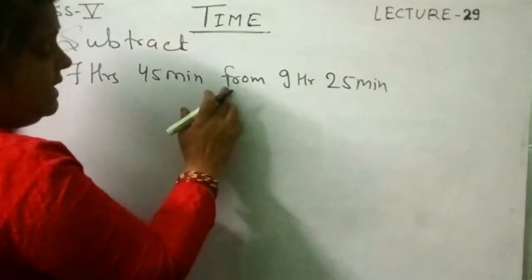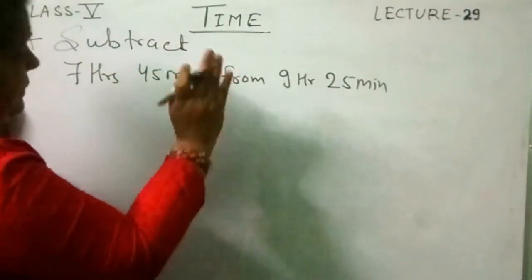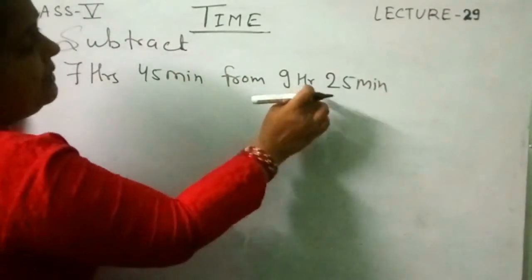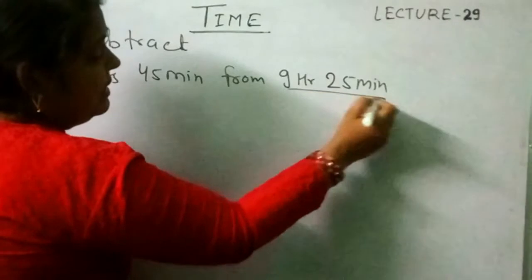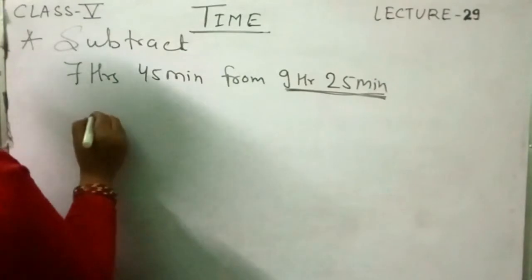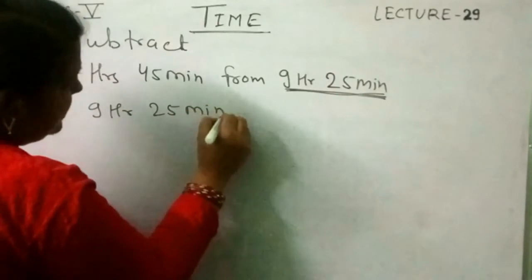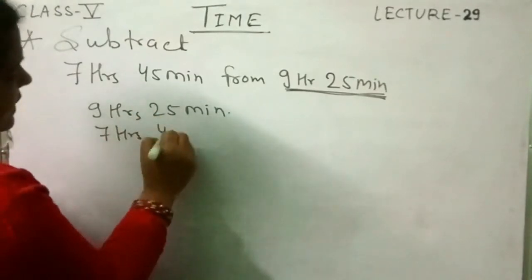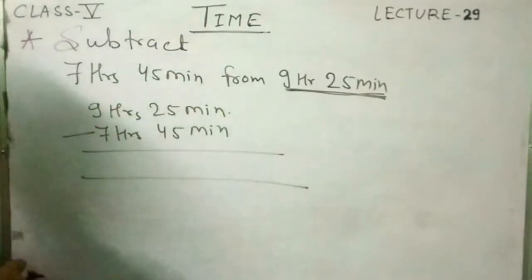Okay. So what is written after the from? First you write that number, here 7 hours 45 minutes. From 9 hours 25 minutes you have to subtract this number. So after the from, what is written you have to write on the top. So what you have to write here? 9 hour 25 minutes. Okay. And in the down you have to write 7 hours 45 minutes. Write here and give the minus symbol.